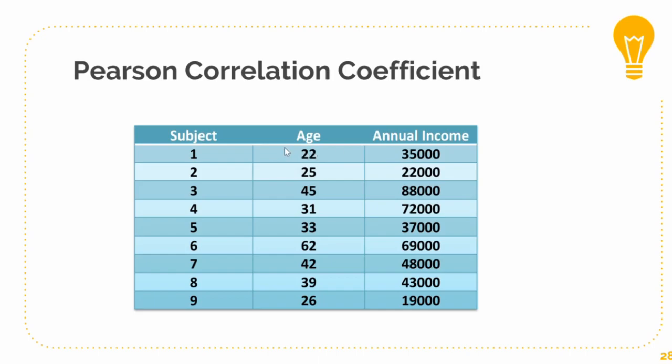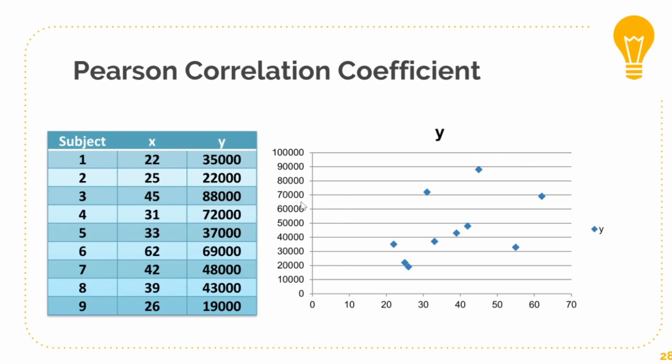So let's take a look at this. This is a very simple chart here. We have different subjects here. These are people. These are the ages, and this is the annual income. So what we want to see now is basically, does age relate to annual income?